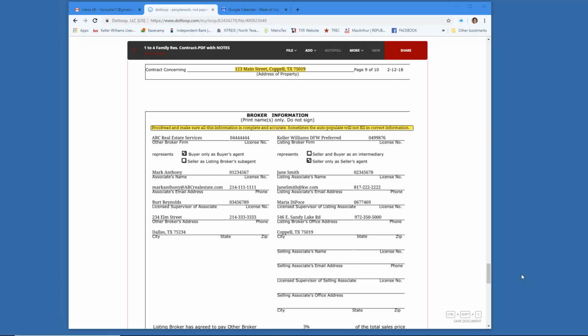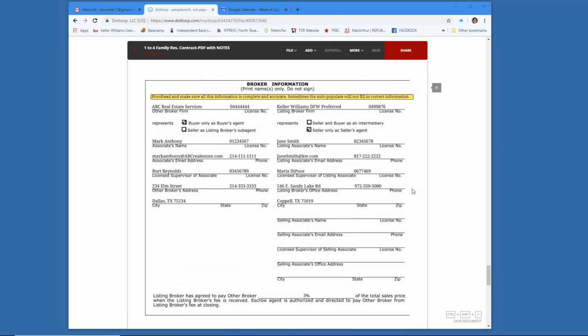All right, we are now on page 9, and we're going to cover 9 and 10 of the 1 to 4 family residential contract. Okay, we're down to the broker information, and don't neglect paying attention to the accuracy of this information. The other broker firm and license number and all the associate's name and email address and license supervisor, I see that blank a lot. Be sure and fill all this in.